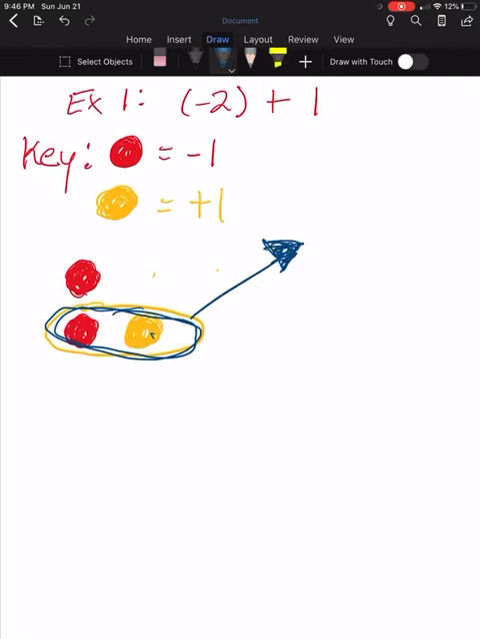All right. So the only chip we're left with is what? 1 negative. So our answer is going to be what? Negative 1. All right. So your answer is whatever you got left. After you get rid of all your 0 pairs, what do you have left? I have 1 red chip. So my answer is going to be negative 1. All right.